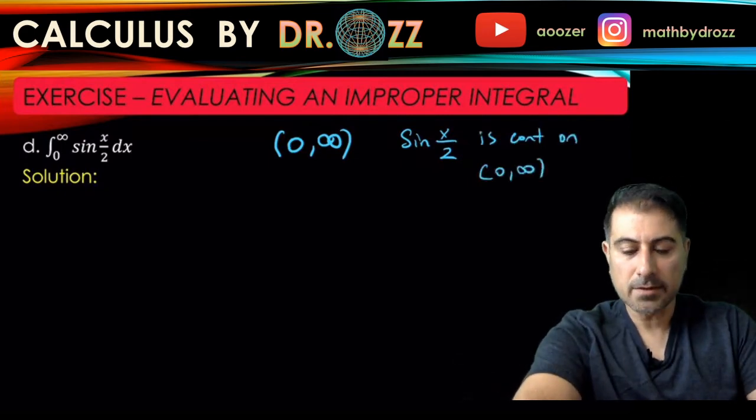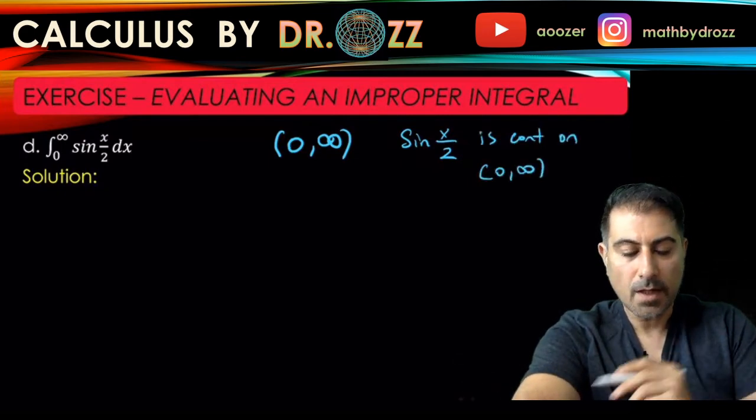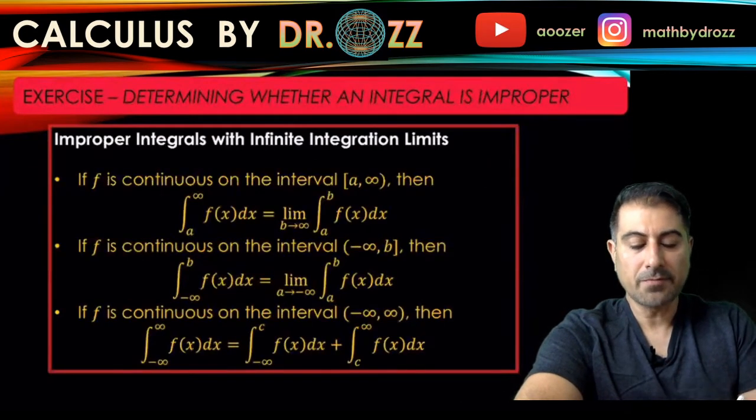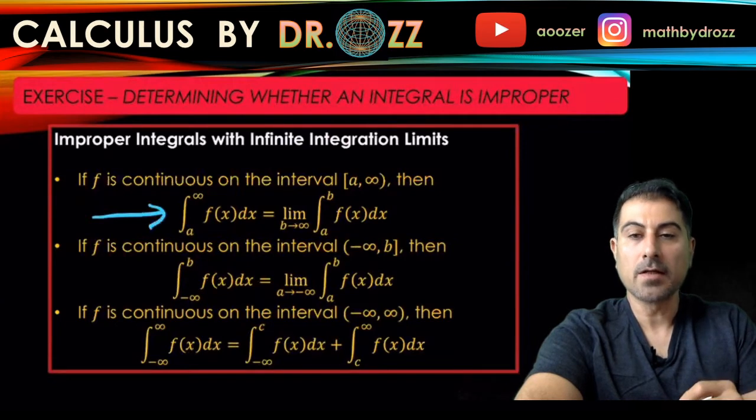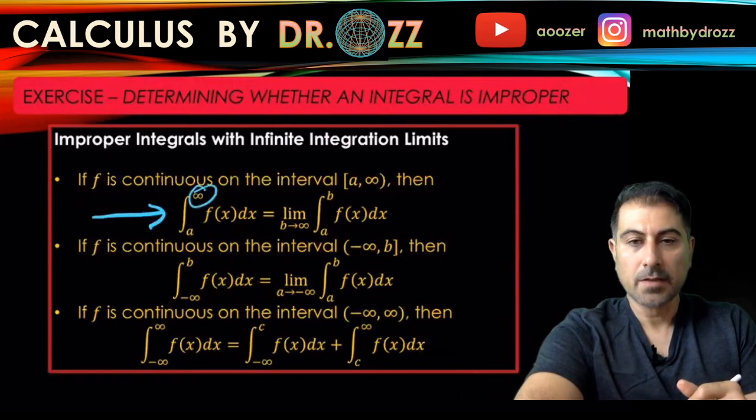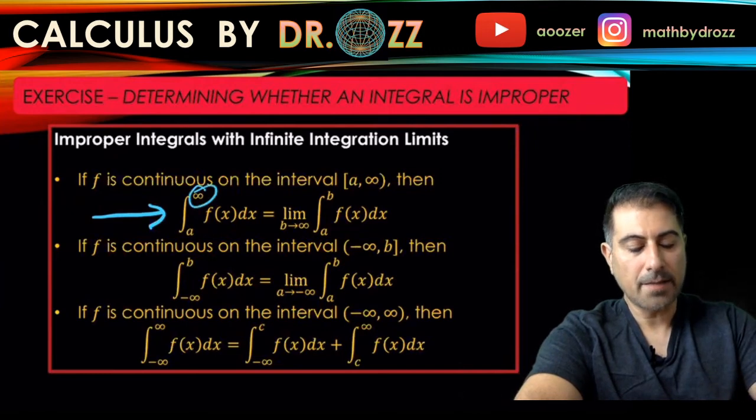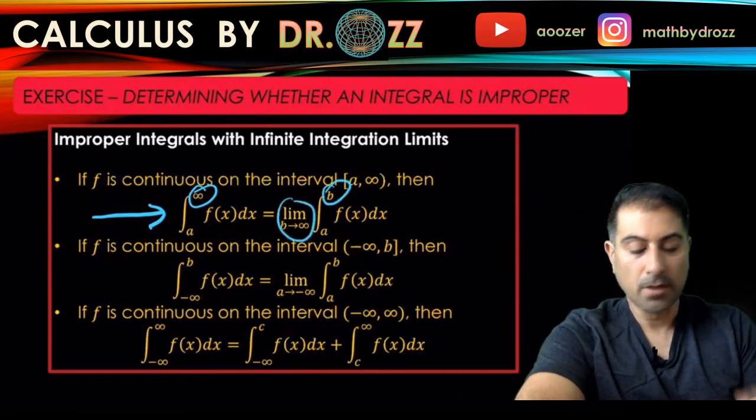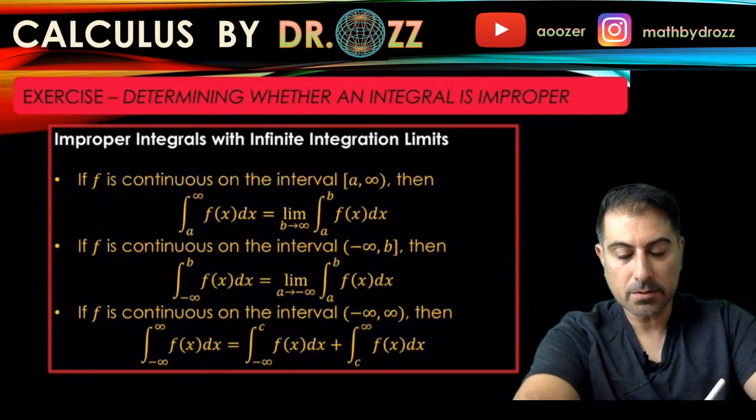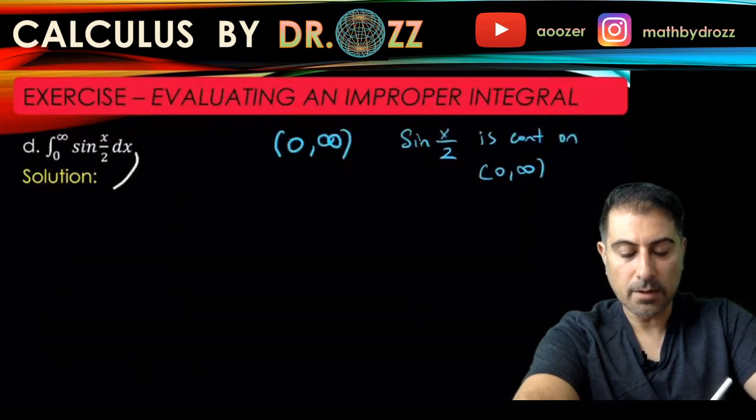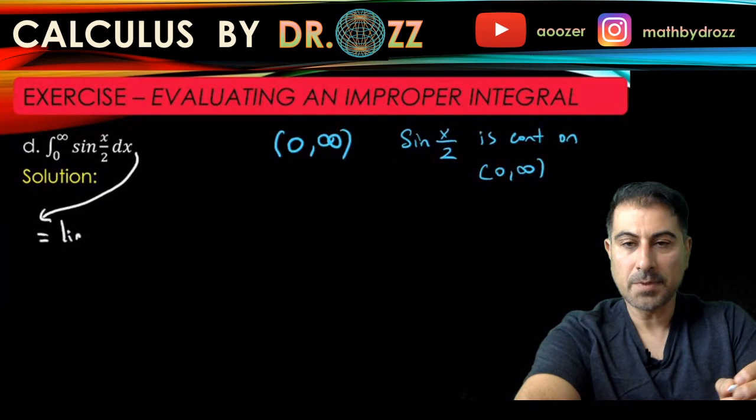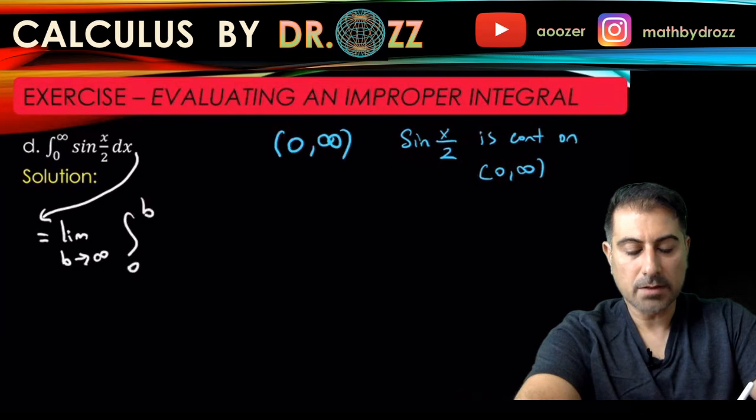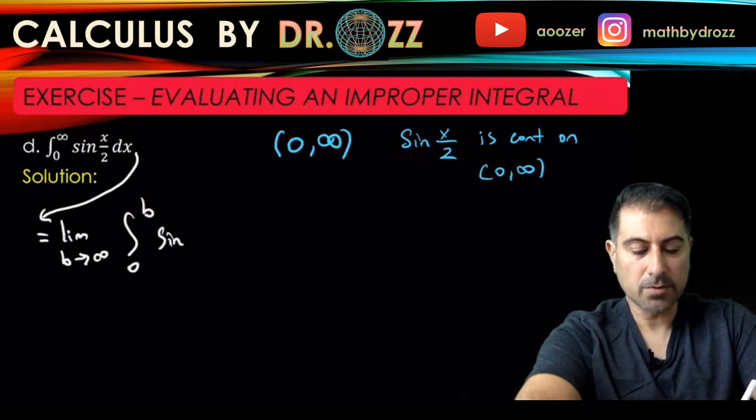So what we're going to do is to apply the very first item here, saying that if you have infinity as one of the limits, in this case it's the upper limit, change that to b and then pass the limit on b. So that's exactly what we're going to do. All right, let's just implement that here. So that's equal to the limit as b approaches infinity of the integral from 0 to b of sine x over 2 dx.